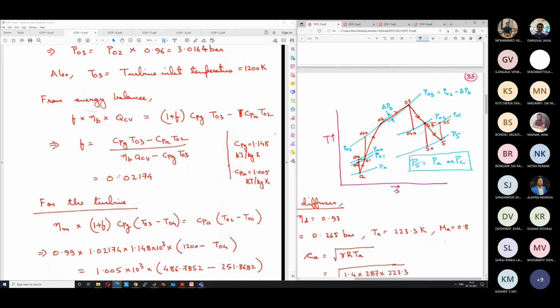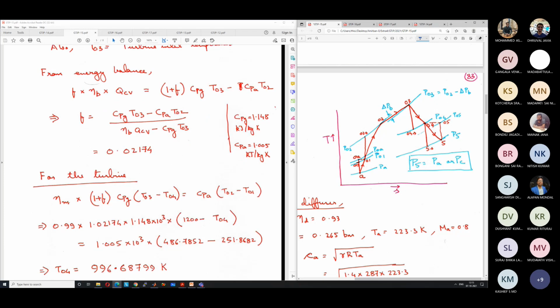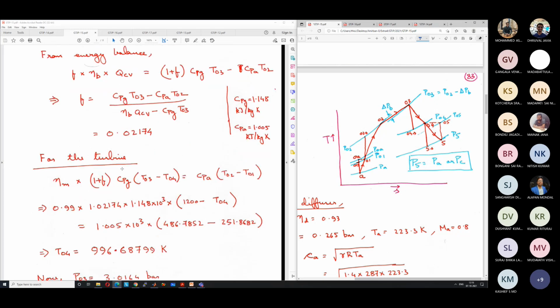So once we find F, we have to go to the turbine calculation. All this we have just discussed today itself. The work output from the turbine is the mass flow rate in the turbine, which per unit mass flow rate of air is 1 plus F, into Cp of gas into T03 minus T04.